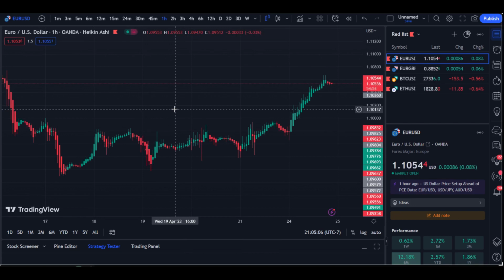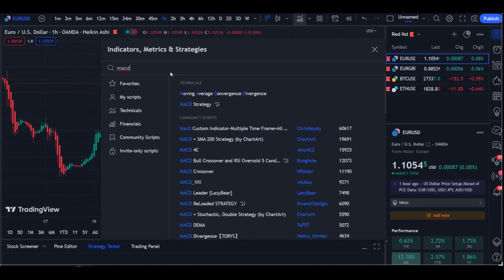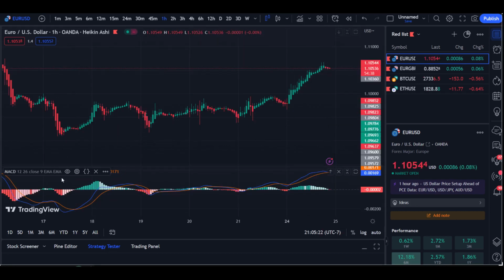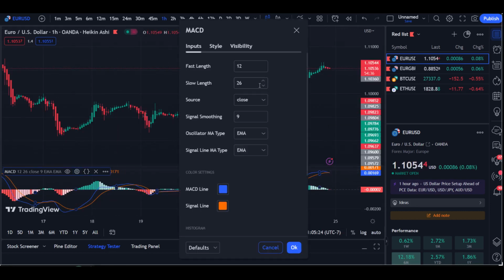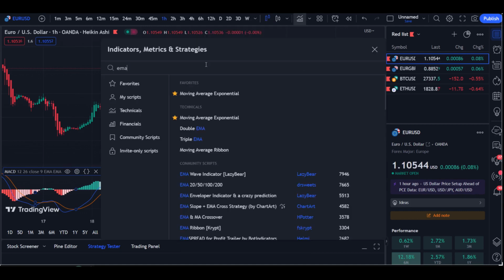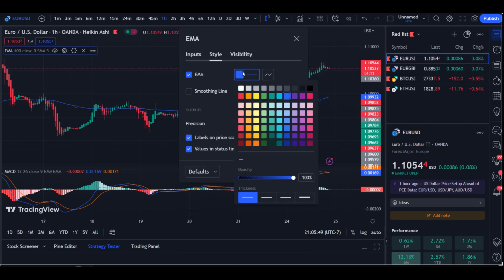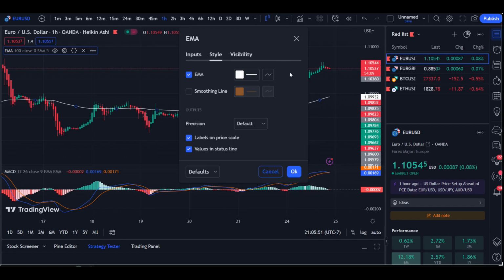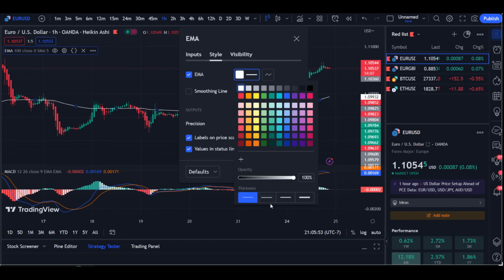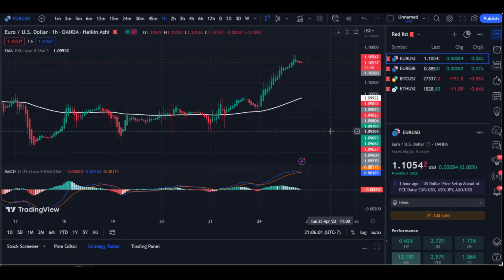So after we have Tradingview pulled up, the very first thing we're going to do is go up to indicators. The very first indicator that we're going to use is the MACD. Once we have the MACD pulled up, we're not going to change the settings at all. We're just going to leave it how it is. The next indicator that we're going to use is the EMA. Go over to settings. I'm going to change the length of the EMA to 100, and I also switch the colors on it and make it more visible as well. Feel free to customize it to your preference. At this point, your chart should look something similar to this.